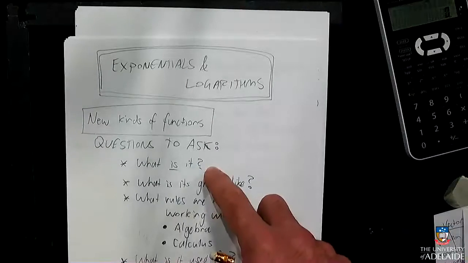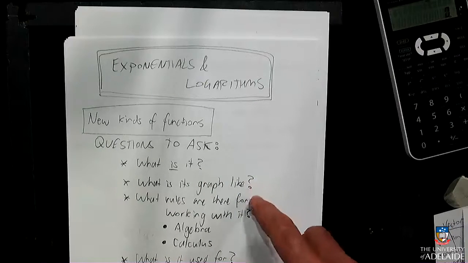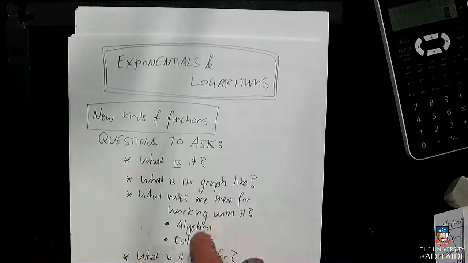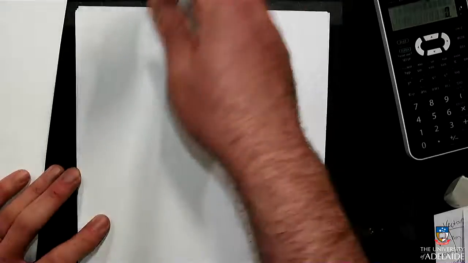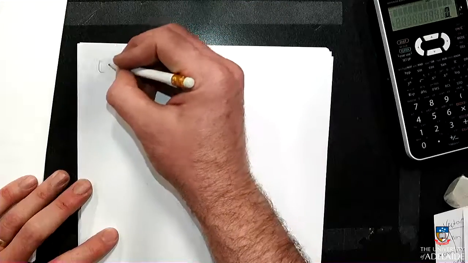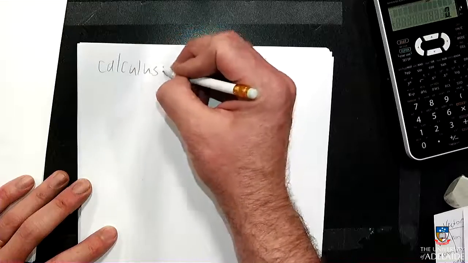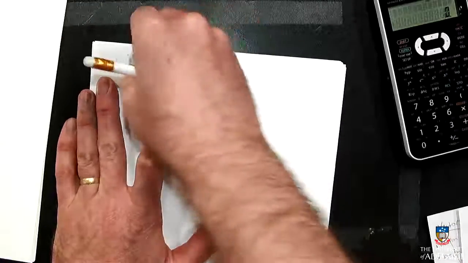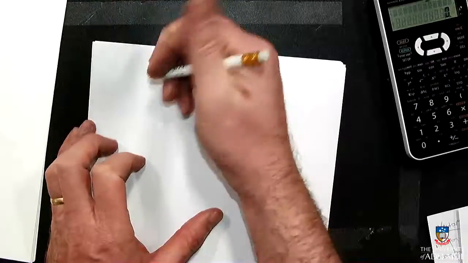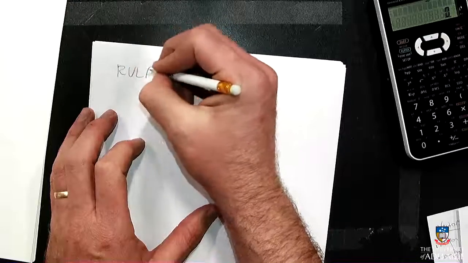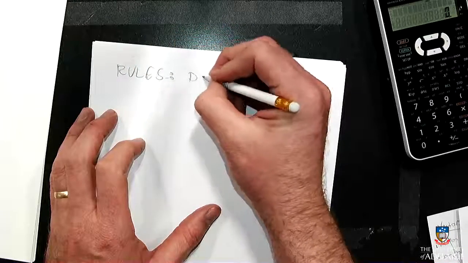Okay, so we've dealt with, what have we got? We've got what is it, what is the graph like, what rules are there for working with it. We've done algebra, now we should do some calculus. So basically, what rules are there for derivatives.